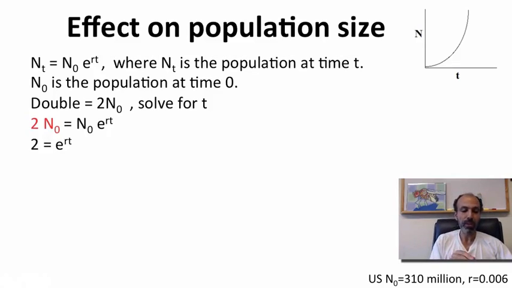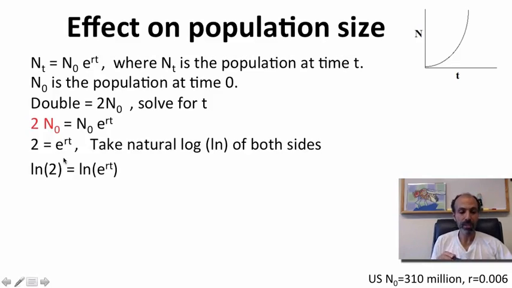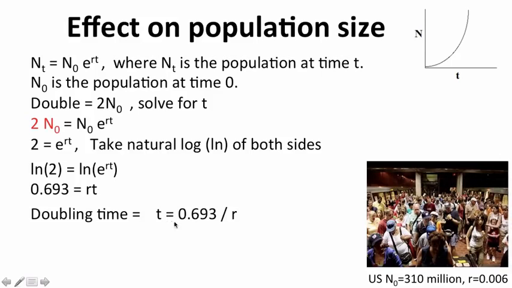Well, this is very simple now. We just take the natural log of both sides. So we have natural log of 2 is equal to natural log of e to the rt. Well, natural log of 2 solves out to 0.693, and that's equal to rt. Now, I said what we wanted to do is solve for the doubling time. So we want to solve for t. So we just divide both sides by r, and there we go. t is equal to 0.693 divided by r.